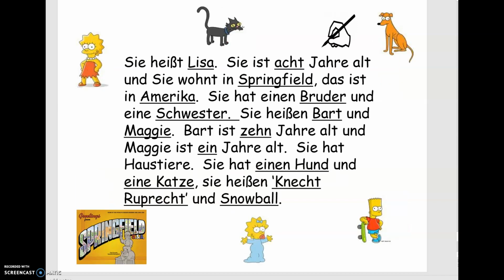Next, Lisa. Sie heißt Lisa. Everybody knows Lisa. Sie ist 8 Jahre alt und sie wohnt in Springfield. Das ist in Amerika. Sie hat einen Bruder und eine Schwester. Sie heißen Bart und Maggie. Bart ist 10 Jahre alt und Maggie ist 1 Jahr alt. Sie hat Haustiere, sie hat einen Hund und eine Katze. Sie heißen Knecht Ruprecht und Snowball. Okay, see how you go with those two, translating.